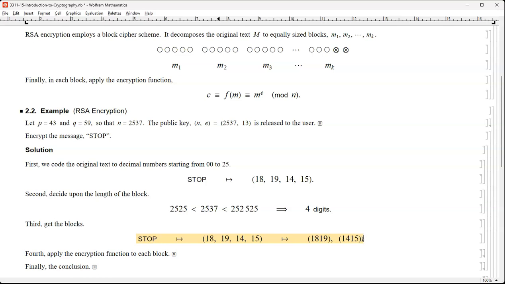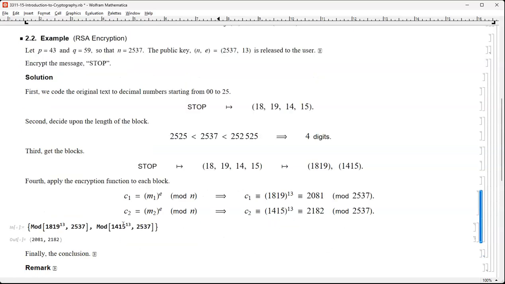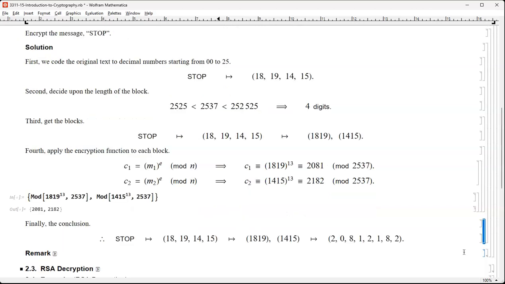All right, finally, apply the encryption function. 1819 to the 13th power modulo n, and 1415 to the 13th power modulo n. You can do this computation as we have here. So the conclusion is 2081, 2182, as you see here. That's the encrypted message of STOP.